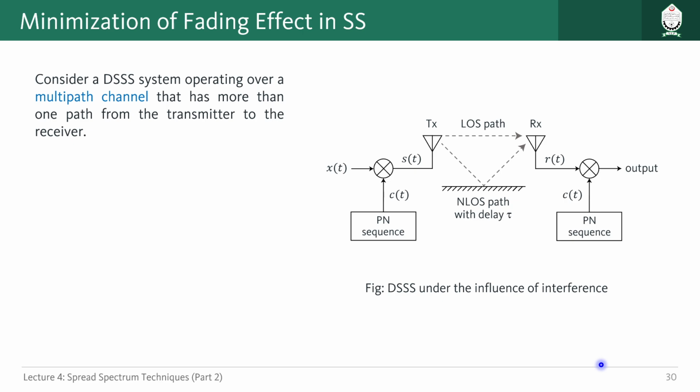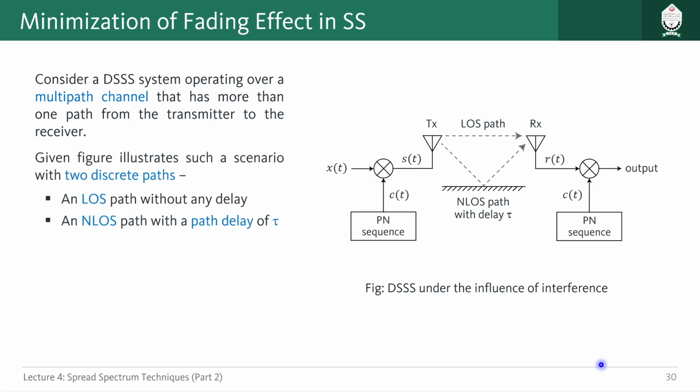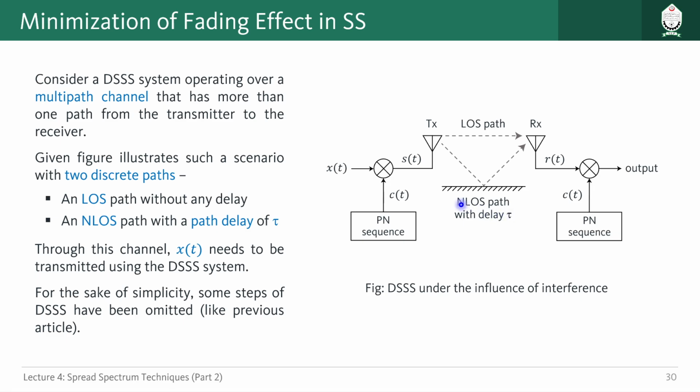Okay, the last one is minimization of fading effect in spread spectrum, and to understand that we have to consider a DSSS system which is operating over a multipath channel, right? And as an example we are taking this case here. So we have two discrete paths in the channel, multipaths, and one of them is the line of sight direct path with 0 delay, and another one is non line of sight path with delay tau. Now we have to somehow transmit the signal x of t using this multipath channel to our receiver, right?